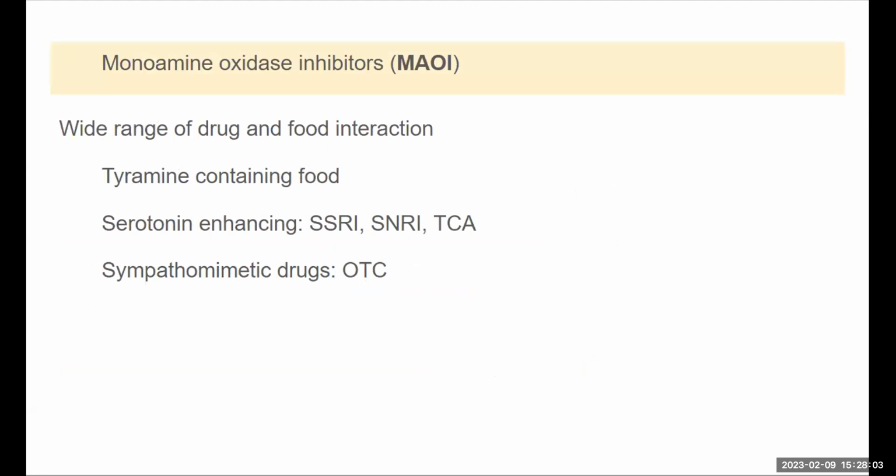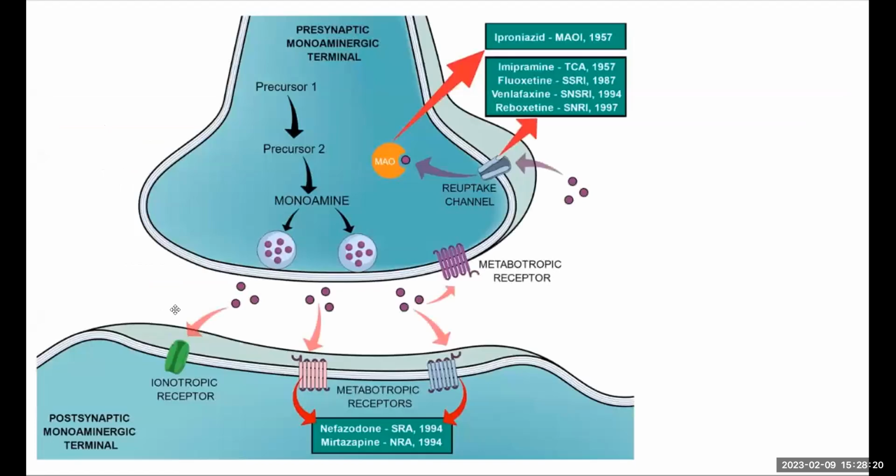Monoamine oxidase inhibitors, although they are not used for pain, and even uncommonly used for depression. The reason that we need to know a little bit about them is because of their widespread food and drug interactions. So again, there's a reuptake channel for the vesicles, and the monoamine degrading enzyme is inhibited, so more of this is available for repackaging and release.